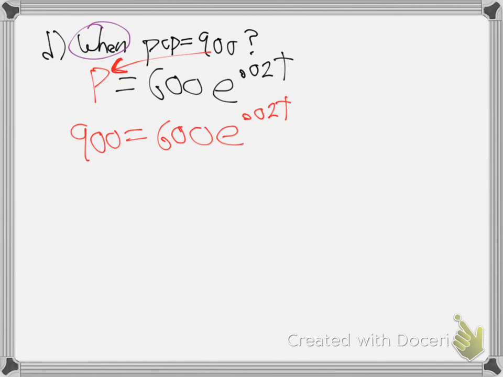Where's T? In the power. So remember what we learned? When a letter is up in the power zone, you get the base alone and ln both sides, right? Should you reduce that fraction or no? Yeah, I would. It's 1.5. It's real clean. So divide by 600 on both sides. So we get 1.5.